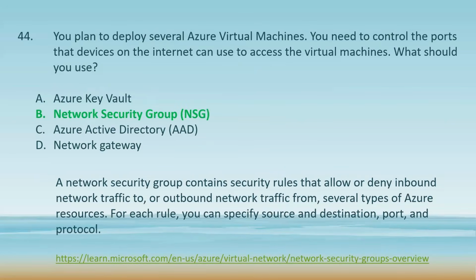A network security group contains security rules that allow or deny inbound network traffic to or outbound network traffic from several types of Azure resources. For each rule, you can specify source and destination, port, and protocol. Refer to the link on my screen to read more about network security groups. You can get some questions around this in your examination.